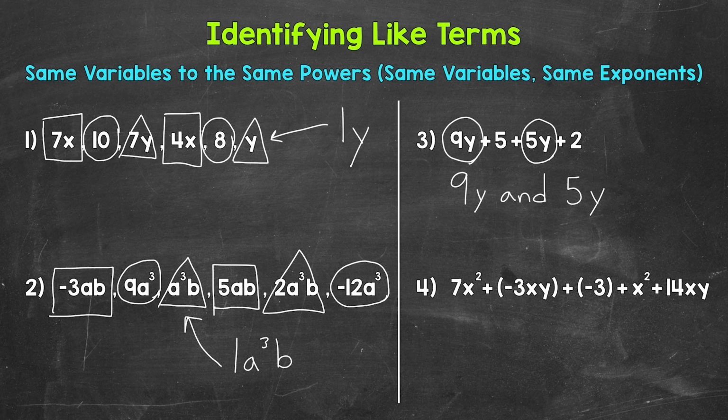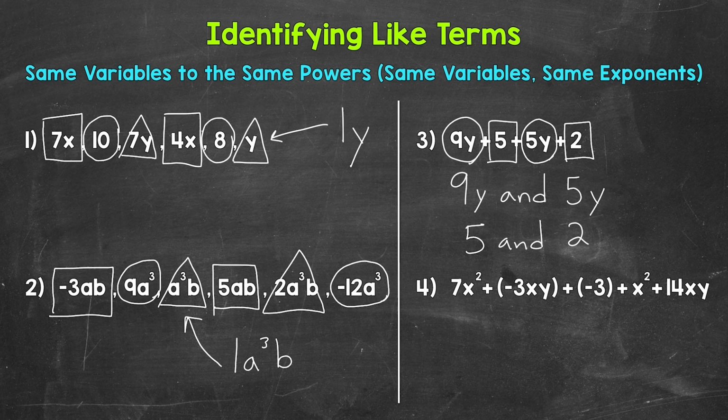We also have two constant terms, 5 and 2. So let's box those in to separate them. 5 and 2 are like terms. So we have two pairs of like terms within that algebraic expression.